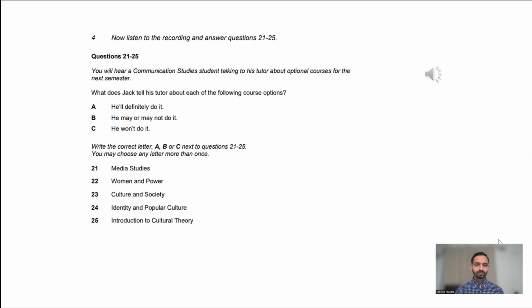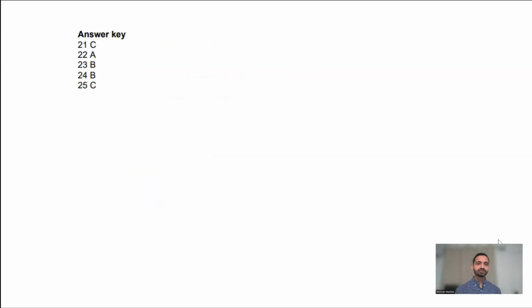All right, great. So you might have written your answers down for each of the questions from 21 to 25. Either he is definitely going to do it, he may or may not do it, or he would not do it. So let's review the answers. All right, I hope you got everything right. So we've got 21 is C, 22 is A, 23 is B, 24 B, 25 C.